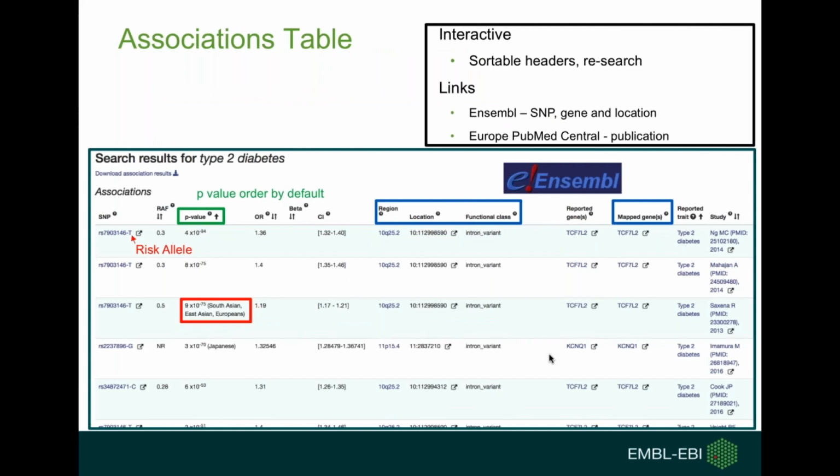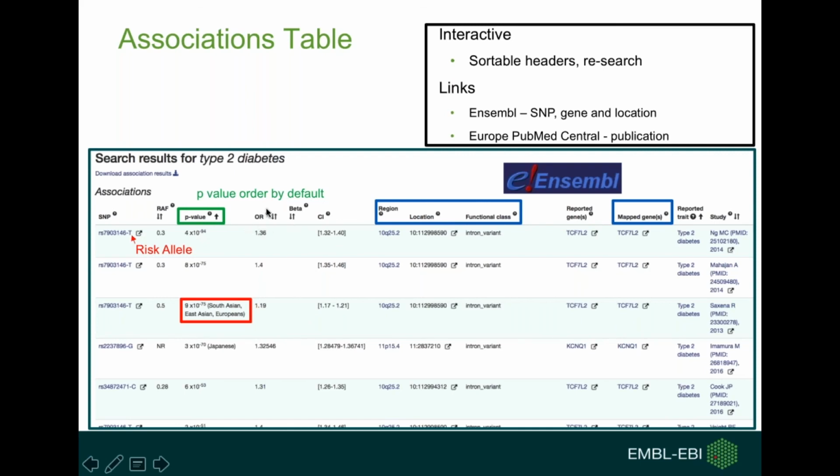Moving on to the associations information. This is all presented in the associations table. Very much like the studies table, it's interactive, it's sortable, you can do further searches, you can link out. And what I am showing here is that you can see information about your SNP, so your RS identifier, and you can see the allele that is conferring risk. So in this case, increasing the risk for type 2 diabetes. I have circled this in green just to show that by default, we present the data in the associations table ordered by strength of the p-value. So you will always see your strongest association first.